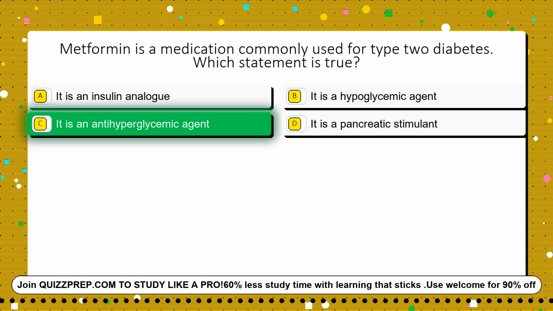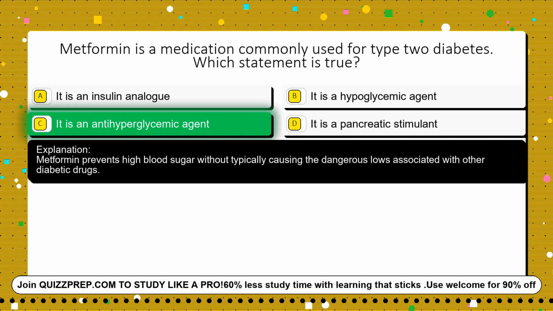The correct answer is option C, it is an anti-hyperglycemic agent. Metformin prevents high blood sugar without typically causing the dangerous lows associated with other diabetic drugs.